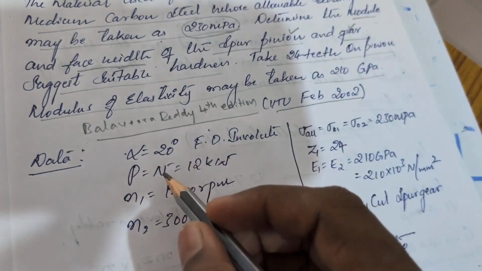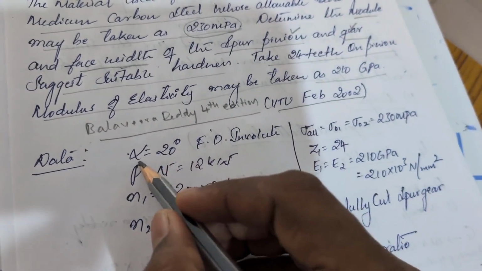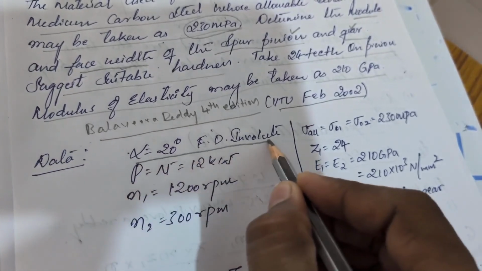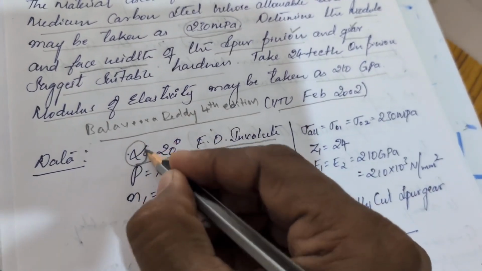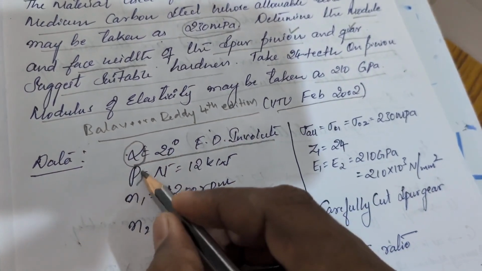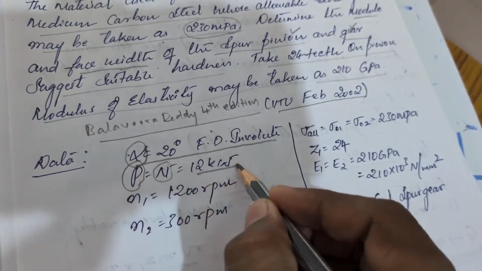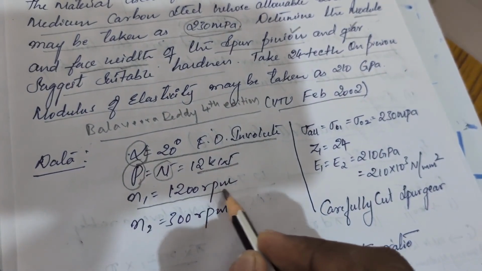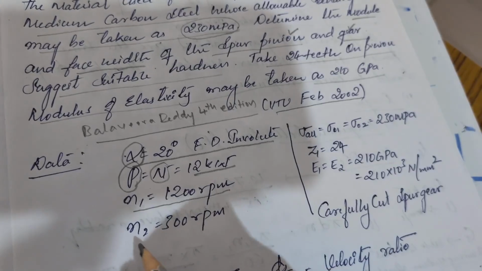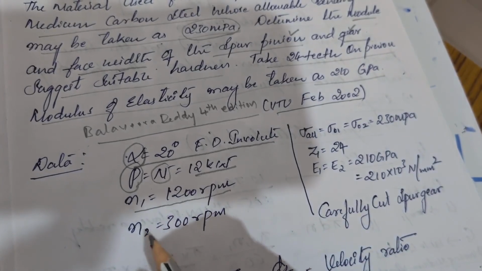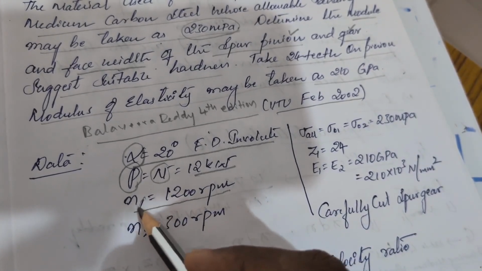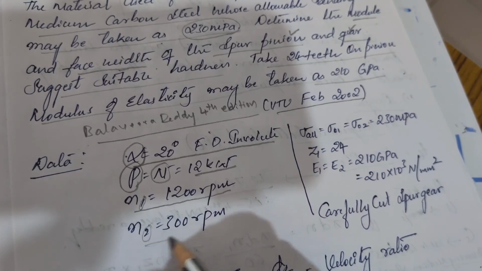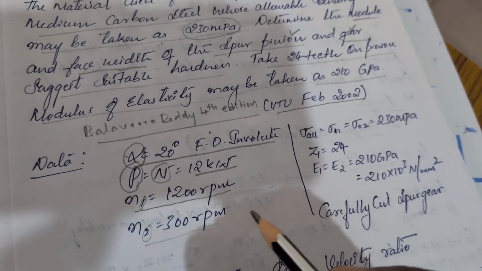So let me write the data for this. In the problem, he has given 20-degree full depth involute, that is the pressure angle, and the power which is 12 kilowatt, and the speed 1200 rpm, and the speed of the pinion is taken as n1. The speed of the gear is taken as 300 rpm.